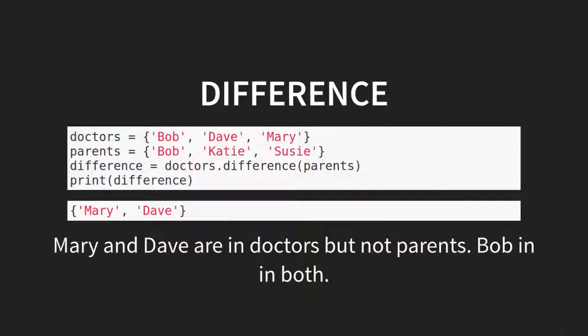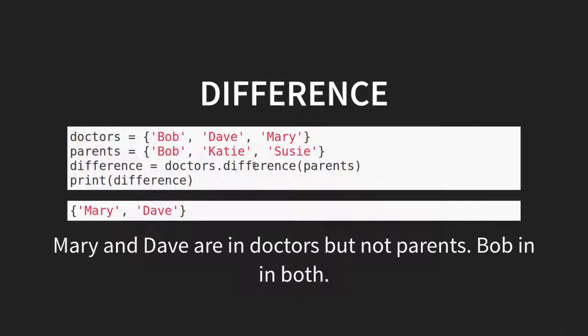Okay, let's take it to the next level. You may have wondered if there's any kind of relationship between Python sets and mathematical sets, and you would be on the right track here. Here's a quick little example. Here's a difference. So we have two sets, doctors and parents. In doctors, we have Bob, Dave, and Mary, and in parents, we have Bob, Katie, and Susie.